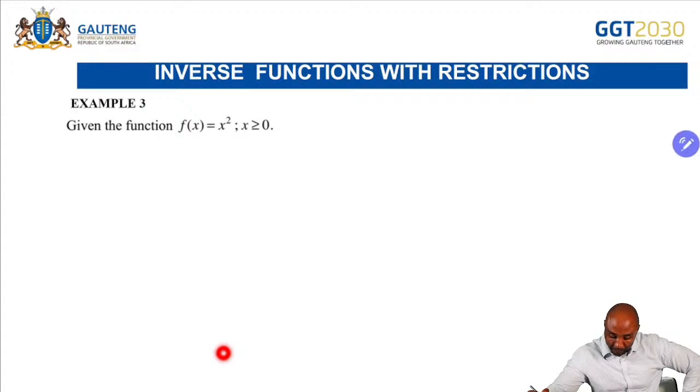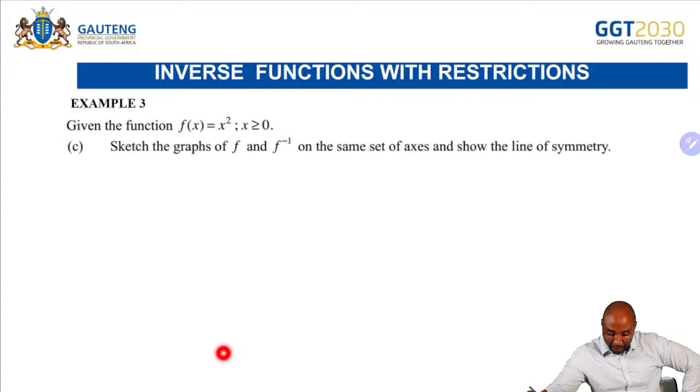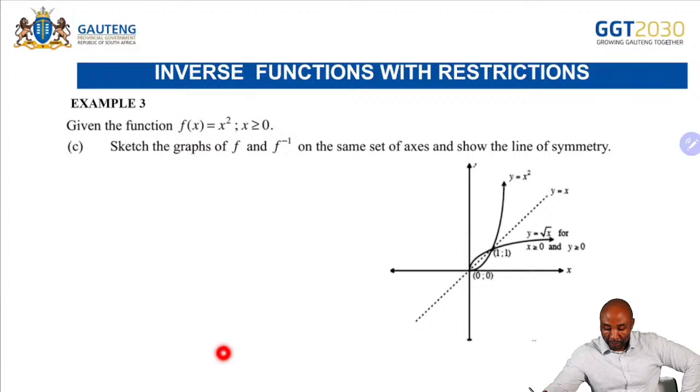So this is what we will get. We are only looking at the positive square root, and you are able to see that our x is greater than or equal to 0, and our y is also greater than or equal to 0. That is the sketch of our original function as well as its inverse function.